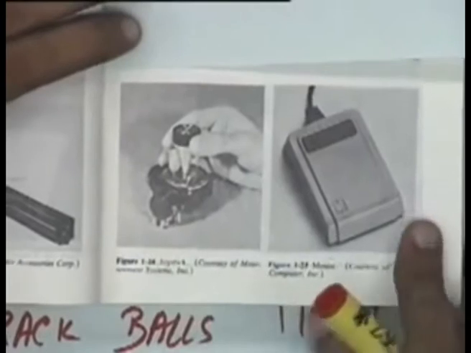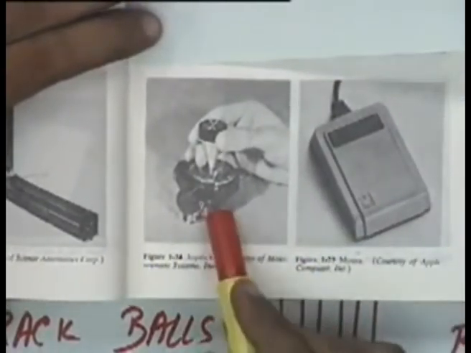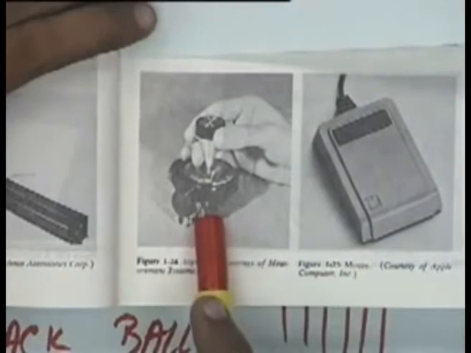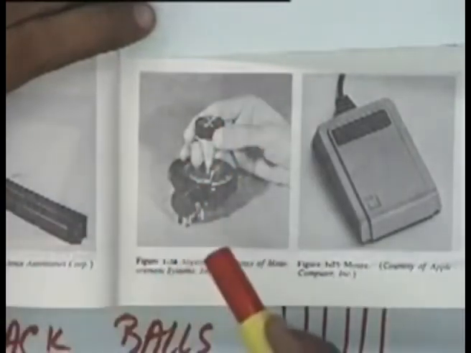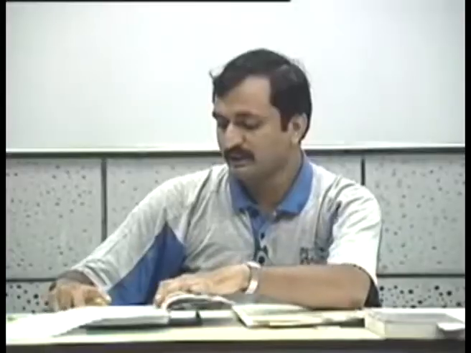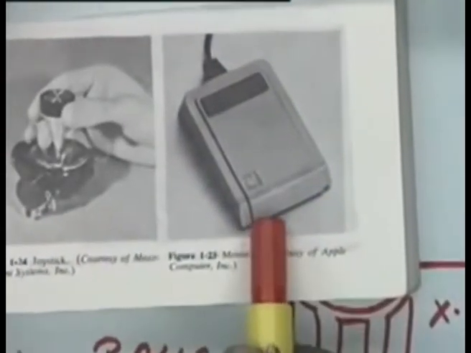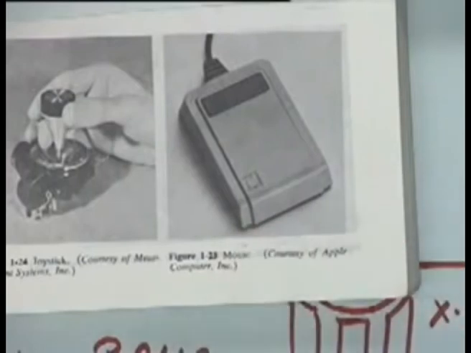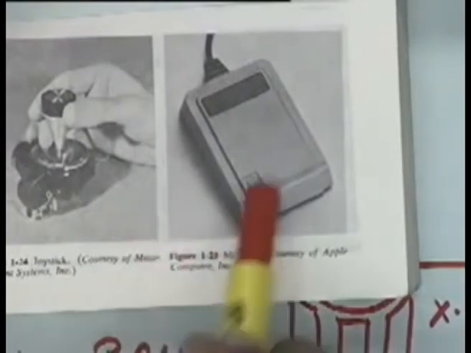In this book we have a figure of a joystick. You see that? This one. This is a figure of a joystick. You move the stick in either direction. The resistor is fixed at the bottom. The resistance changes and the position can be seen on the screen. This figure here is of a mouse. Mouse you are all familiar with. You have a single button mouse, a 3-button mouse, or a 4-button mouse. So this is a mouse.